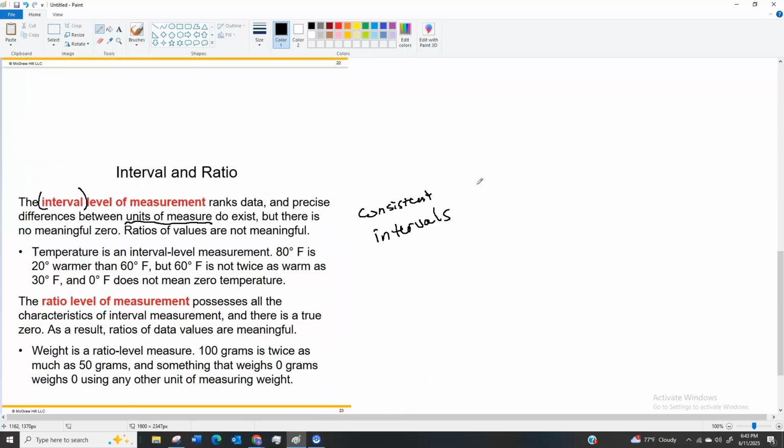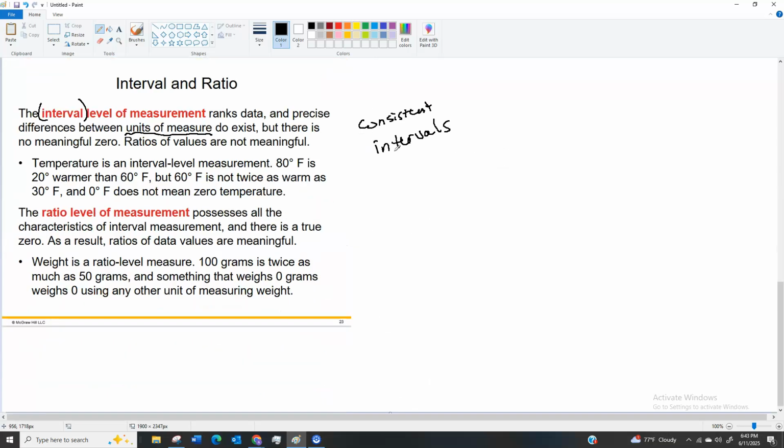But when you're measuring somebody's height, and you go from somebody who is 5'6" to somebody who's 5'7" to somebody who's 5'8", those are consistent. That's just plus 1 inch. Plus 1 inch. Those are consistent intervals. So typically things that are measured, like height, weight, temperature, things like that, reach the interval level at a minimum.